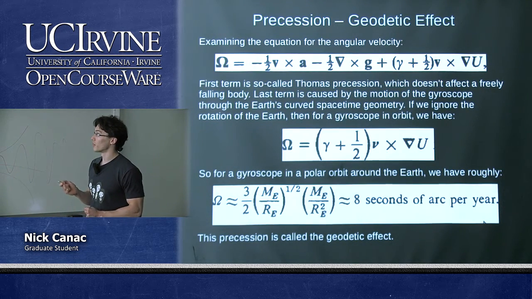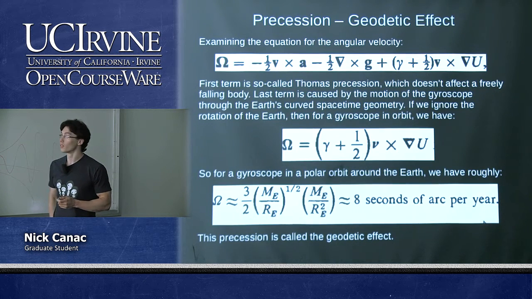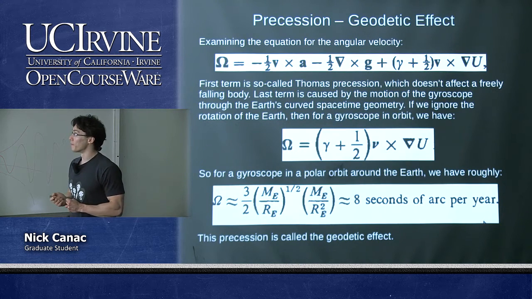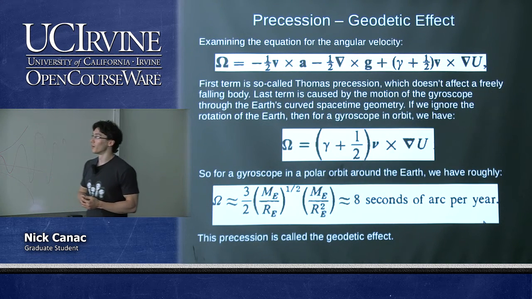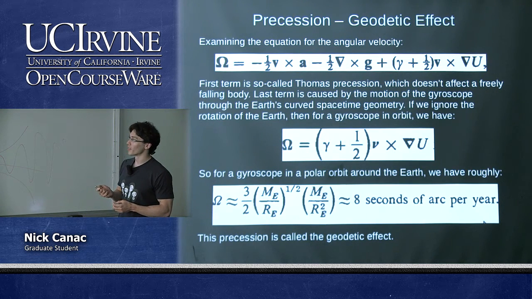Again, I just wrote the same expression for the angular velocity here. So there's three terms that appear. This first term is the Thomas precession, which we can neglect for a body falling freely. This last term is caused by the curvature of spacetime. And so as you travel through a curved spacetime, you'll pick up some rotation. So if we pretend that the Earth isn't moving, we can ignore both of these terms, and we get this part of the angular velocity.